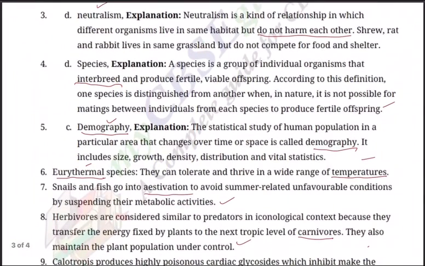And of course, question number 5, I said C, demography. Explanation: the statistical study of human population in a particular area that changes over time and space is called demography. So, it includes size, growth, density, distribution, and vital statistics. Hence, question number 5, the answer has to be C.